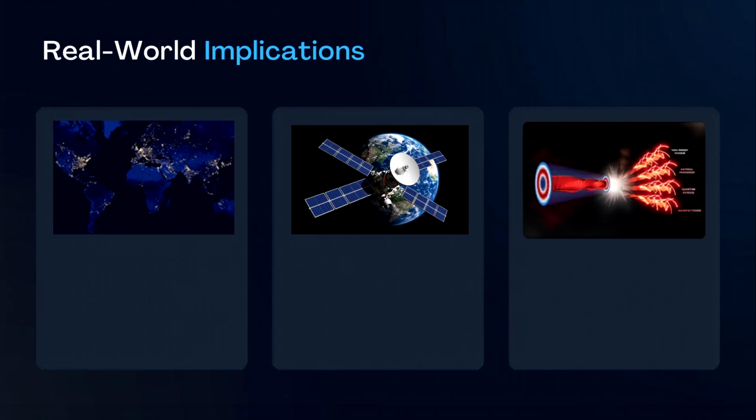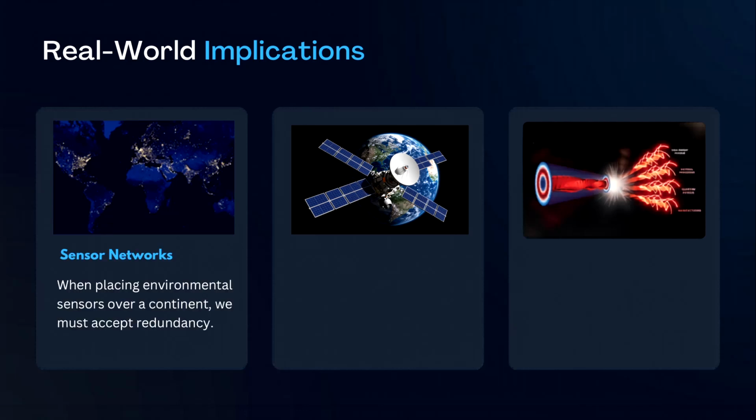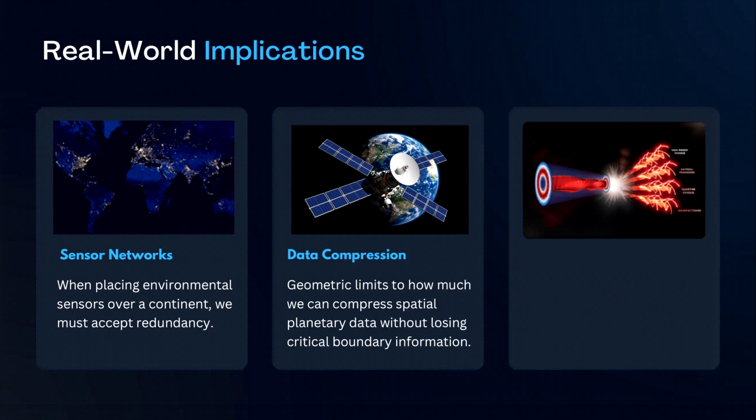Why is this important for us or for you, whether you are a physicist or biologist or telecommunications engineer? Because we have real-world implications. The first implication is when you scatter environmental sensors across a continent, let's say Africa in the first picture, this X has no symmetrical mathematical shape. So in this case, we need to accept redundancy. In the second example, we have data compression.